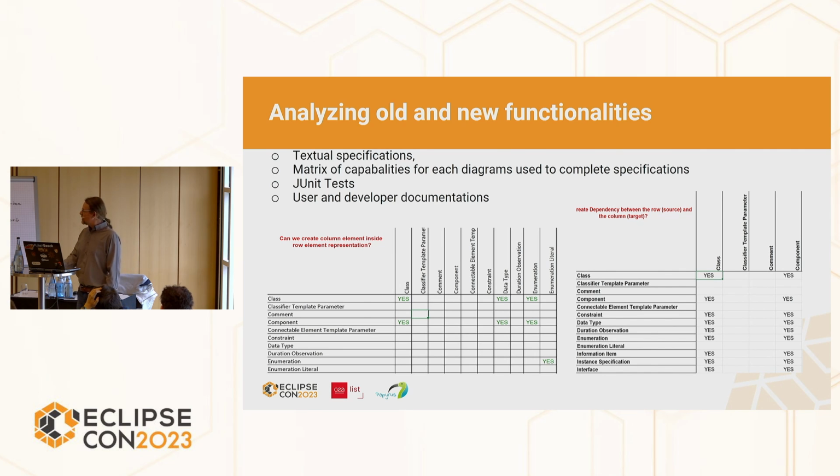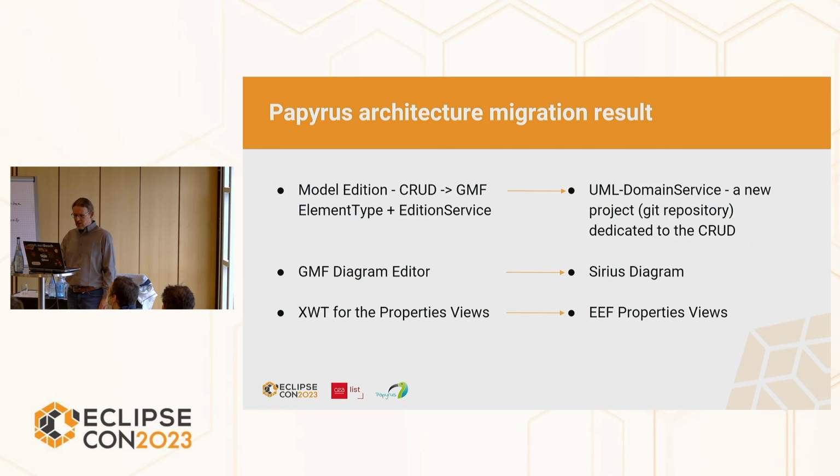With this new implementation, we also developed JUnit tests to ensure the good behavior of the new diagrams and avoid regressions. And we updated user and developer documentation. So now we have Papyrus working with Sirius. And here is the new version of our architecture.